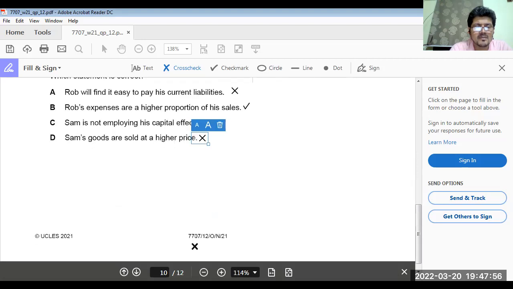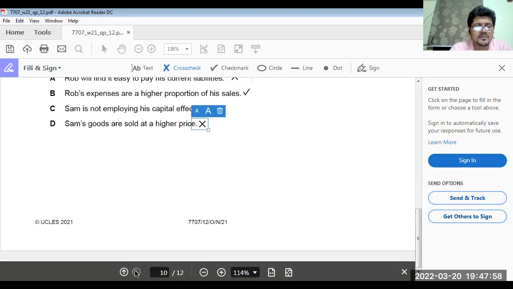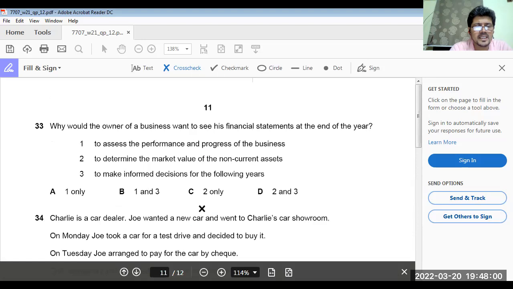Okay. Now move to 33. Why would the owner of a business want to see his financial statements at the end of the year? To assess the performance and progress of the business. Yes. Not to determine the market value of non-current assets. No, this could not be the answer. To make decisions for the following year. Yes. So it means B option is the answer.